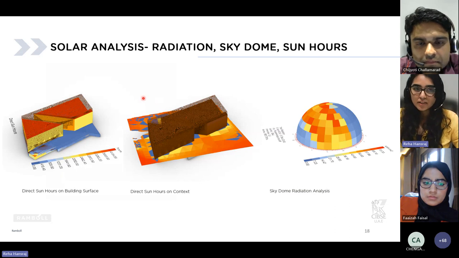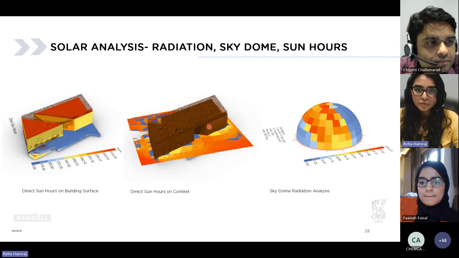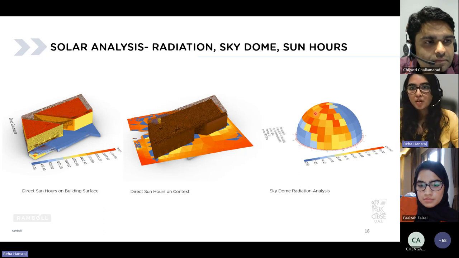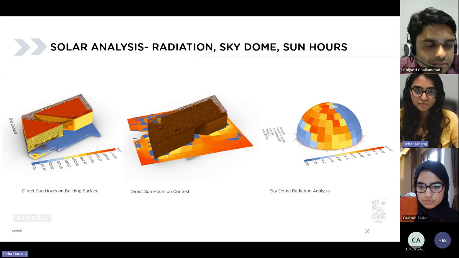Here are some other solar analyses that I've performed on Ladybug. An example here is direct sun hours on the building surface. Here, you can see the same analysis is done on the context, or the surroundings of the building. And here, you can see a sky dome radiation analysis, which is essentially just a hemisphere around the building, which shows the radiation as well as the direction of the radiation.